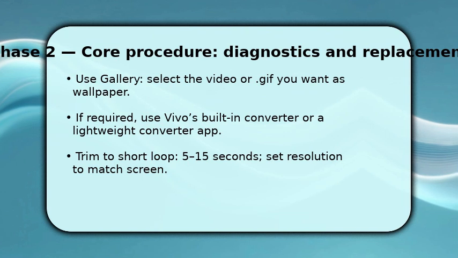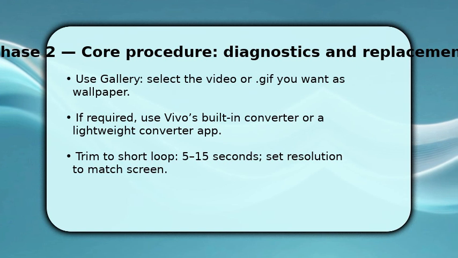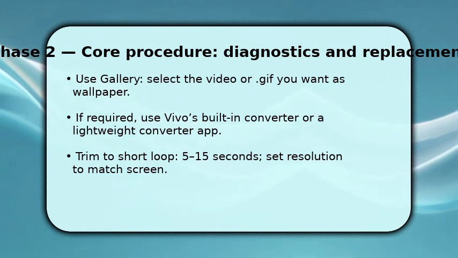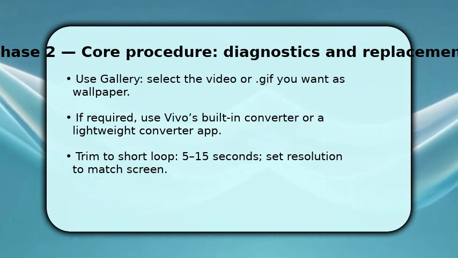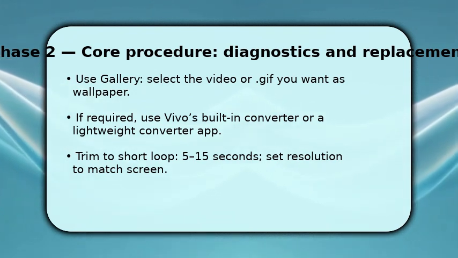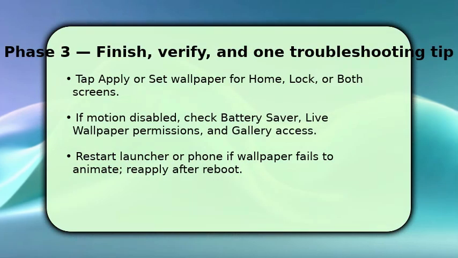Trim to a short loop, around 5 to 15 seconds, so it won't use excess battery. Make sure you match your screen resolution. Doing so prevents stretching and keeps motion smooth once applied. Finish by tapping Apply and choose whether to set the live wallpaper to Home, Lock, or both.